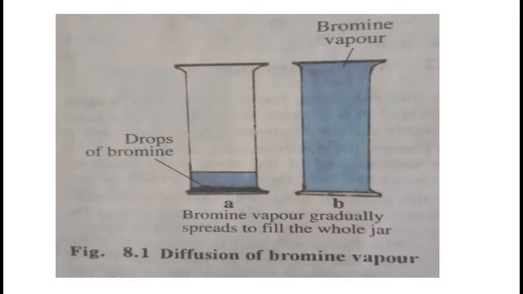Now here we have the diagram showing bromine vapor, which gradually spreads out to fill the whole jar. The first jar we have shows the bromine at the bottom of the jar, covered with a glass cover at the top. After some time, we can see the whole jar is filled with bromine vapor, which is colored brown.